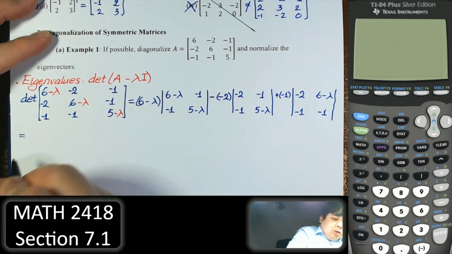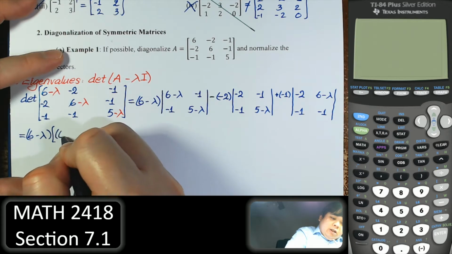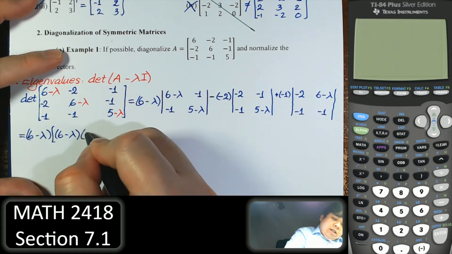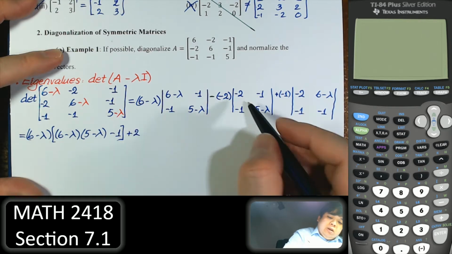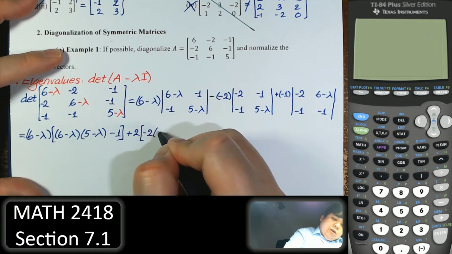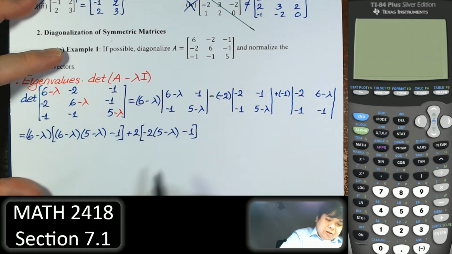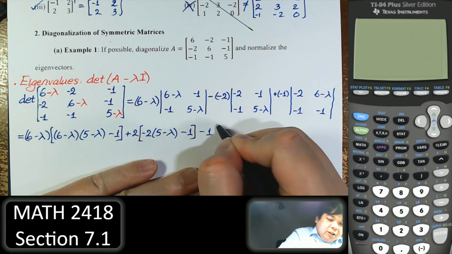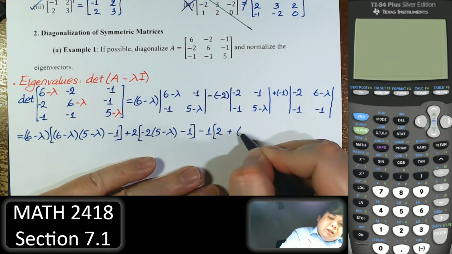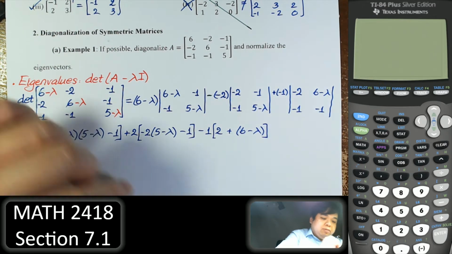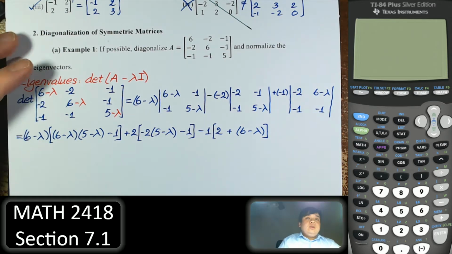So we have 6 minus lambda times the quantity 6 minus lambda, 5 minus lambda, minus 1, plus 2 times the quantity minus 2, 5 minus lambda, minus 1, minus 1 times the quantity 2 plus 6 minus lambda. Right, let's multiply them out.